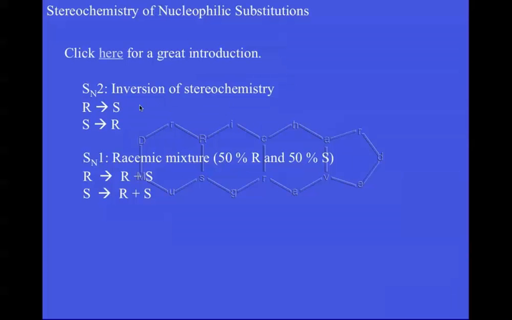And that's the story that I have here. So this is the SN2. We have inversion of stereochemistry, R reactant, S product, S reactant, R product.